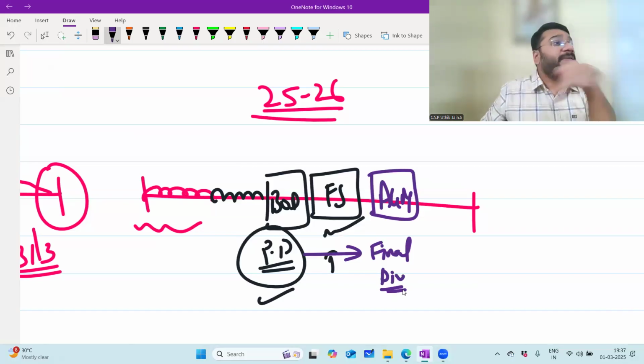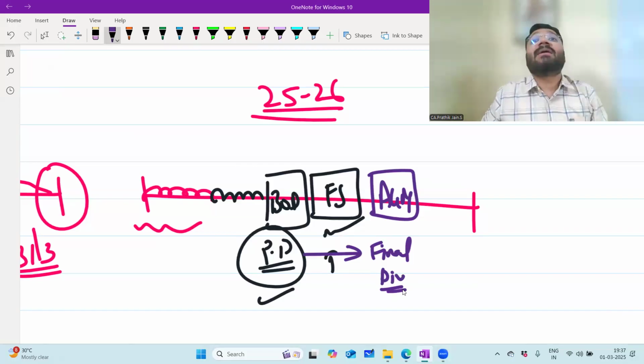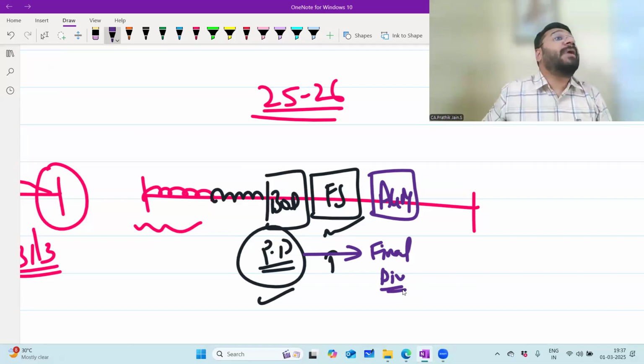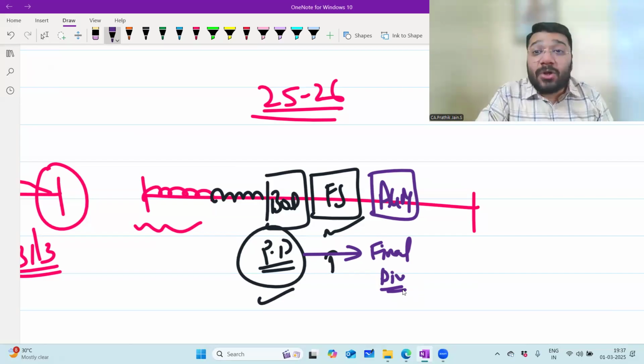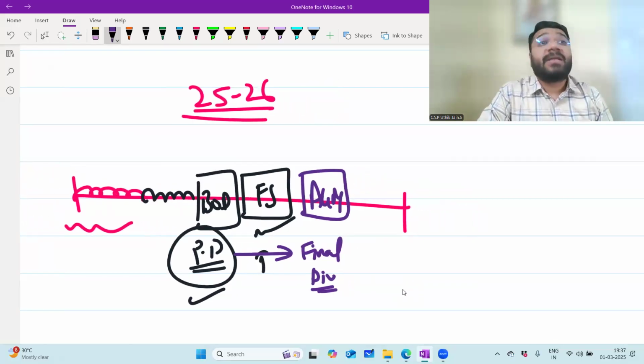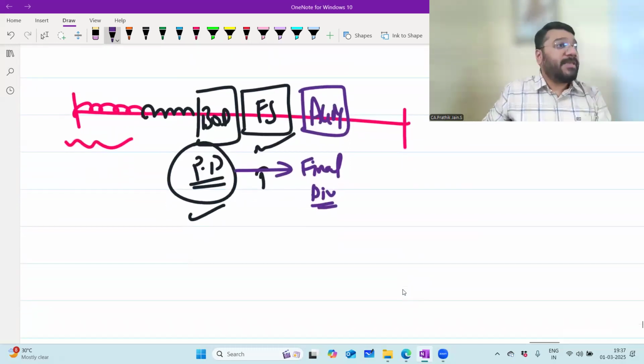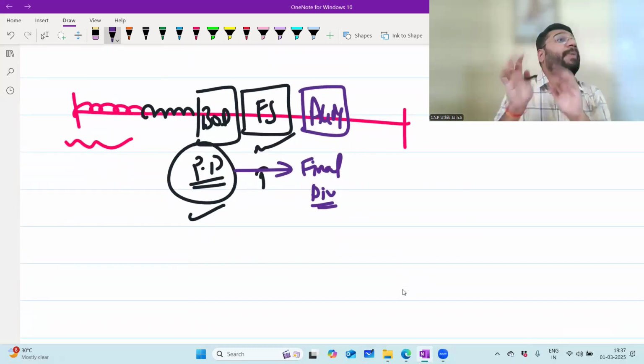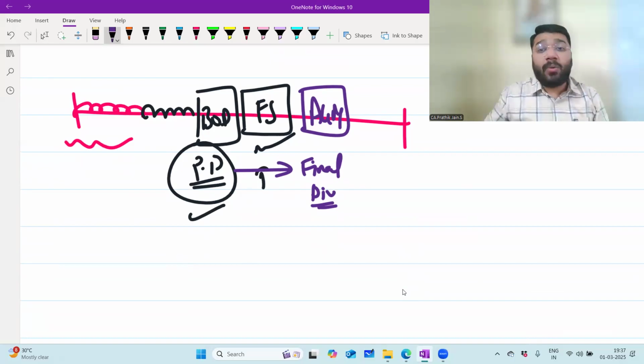Once in the AGM the dividend is approved, what happens? You are now liable to make the payment to the shareholders. Within how many days? 30 days of the approval. Within 30 days of approval, you are supposed to make the payment to the shareholders. So on the date of the AGM or the next day of the AGM, the accountant has to pass one journal entry. What entry will the accountant pass?